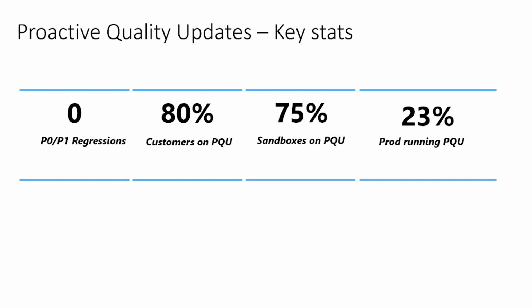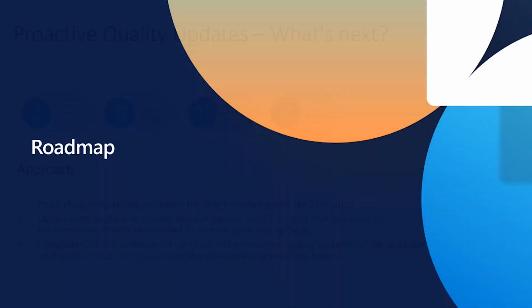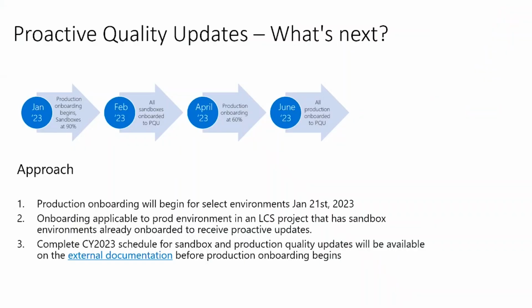Can we go to the next slide, Héctor? Yeah. So the roadmap. This brings us to our last slide. This is the roadmap that we are envisioning for proactive quality update over the next 6 to 7 months. We believe we are in a favorable situation at this point to start production onboarding, and the onboarding will start January 21st.